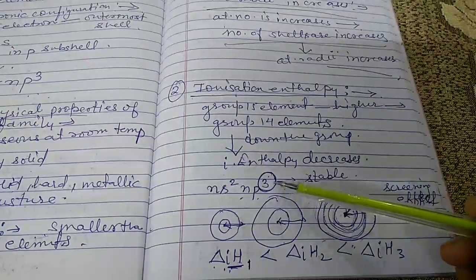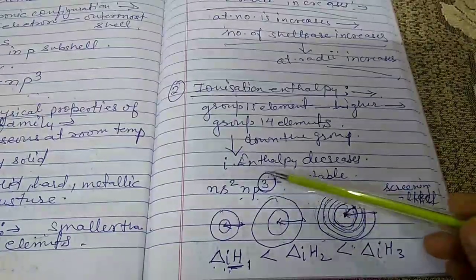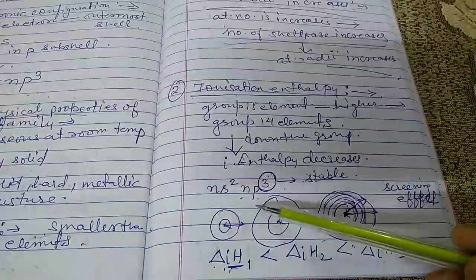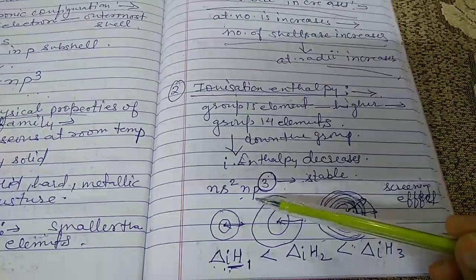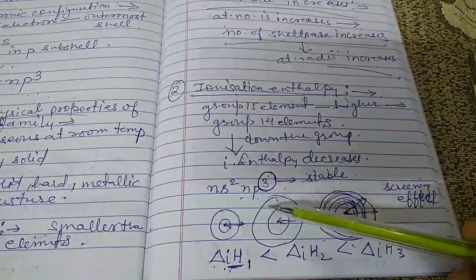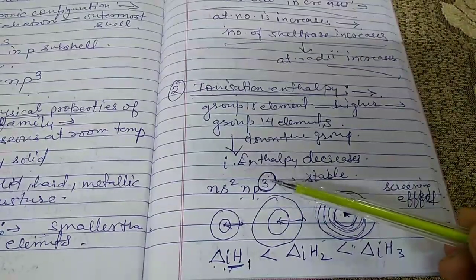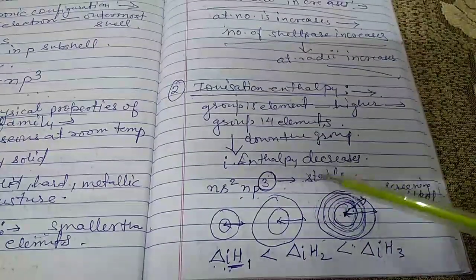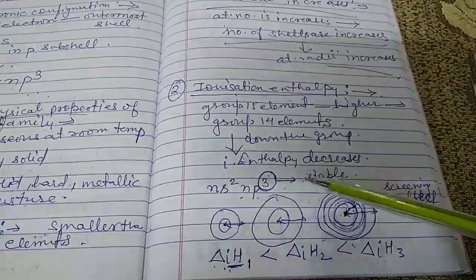But there is a concept of the half-filled orbital. We know very well that in the p subshell there should be a maximum of 6 electrons, and if the p subshell possesses 6 electrons, it is fully filled. If it possesses 3 electrons, it is half filled. So we all know very well that half-filled orbitals are very stable.